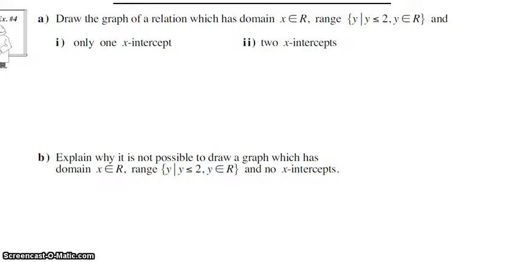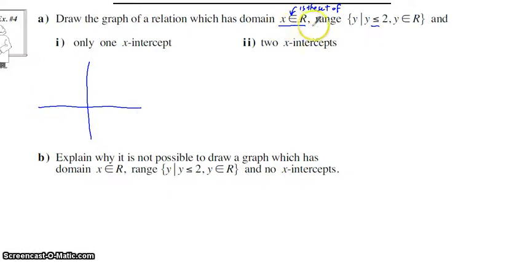Draw a graph of a relation which has the domain. Now we understand this symbol. This means x is in the set of all real numbers, and then y is less than or equal to 2. Less than or equal to means including 2. Alright, with only one x-intercept. So I can make a sketch here.